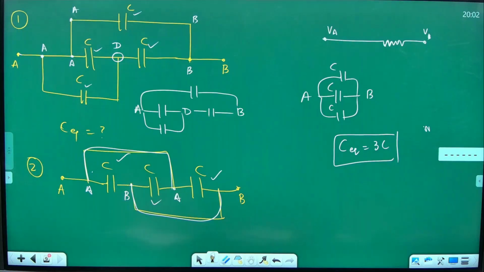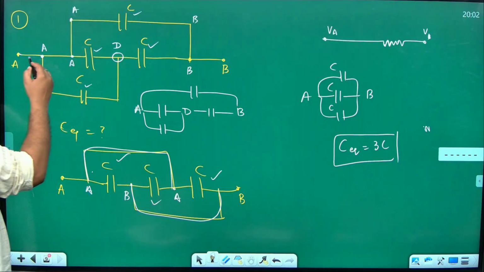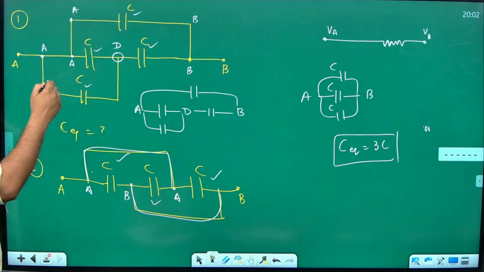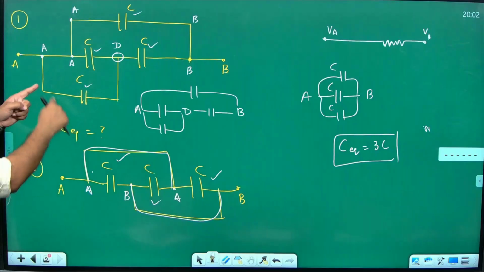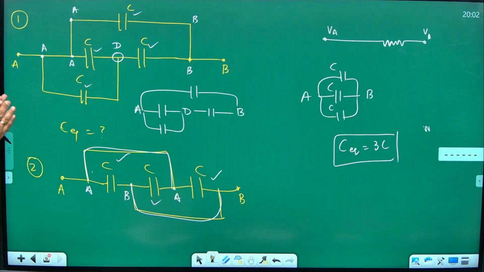Tell me, Kirti, something you are asking? Can you repeat it once? I will repeat once again. Did you understand, Kirti, how I have given this name A, B and D? Yes, sir. Okay. So what I did, I wrote A, D, B, and each capacitor I am trying to locate, it is lying between which and which points.